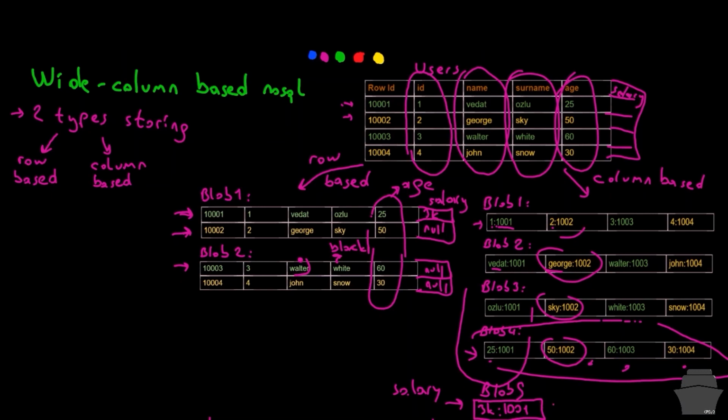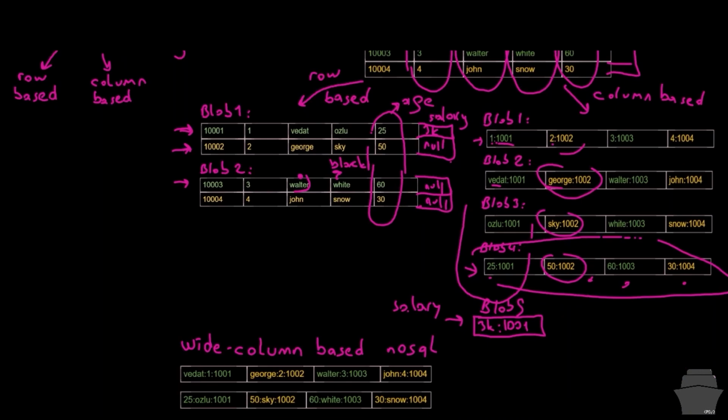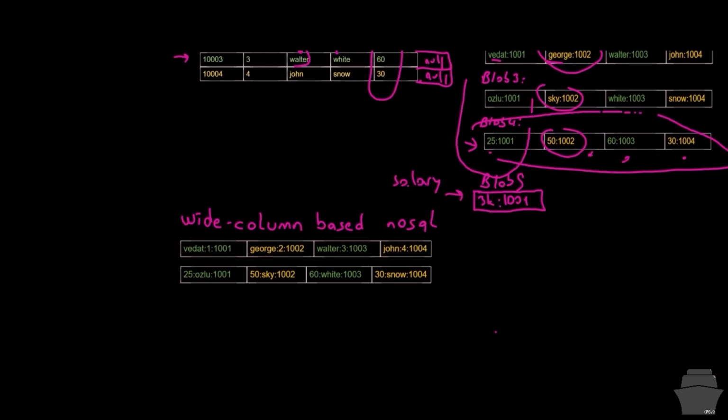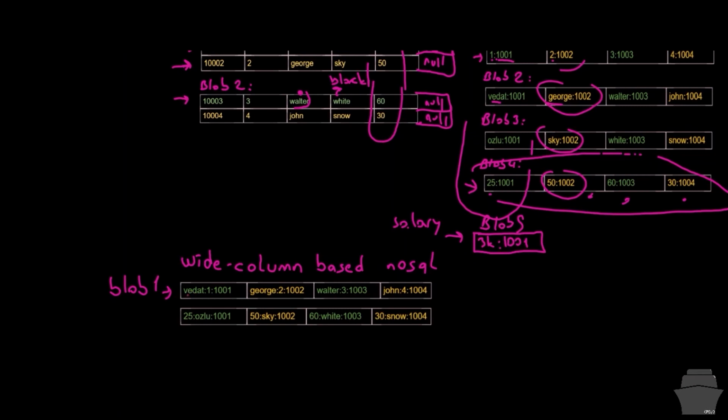Alright, with that being said, what is wide column based? Wide column based is actually a type of column based storing. Remember, in column based storing, we store each set of fields in a blob. In wide column based, we can store more than one field in a blob. So what is that? Let's look at that. Here in blob 1, we have stored ID and name fields together. In blob 2, we have age and surname field.